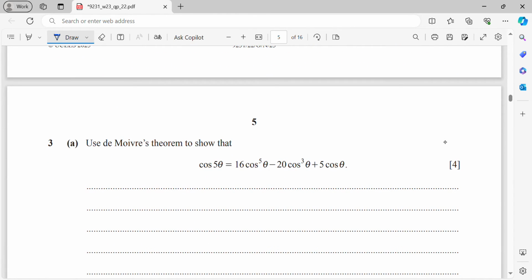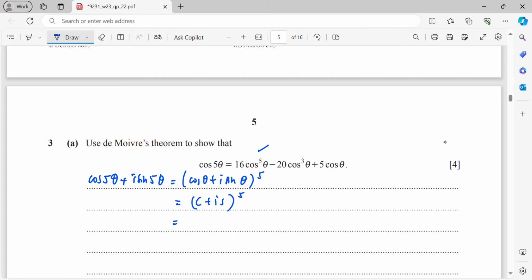Okay, so for question number 3, use De Moivre's theorem to show this expression: cos 5 theta equals all the terms in cos theta. So we know that cos 5 theta plus i sin 5 theta, according to De Moivre's theorem, is the same as (cos theta plus i sin theta) to the power 5. So I can write this as (c plus i s) to the power 5. And now here you can just use the binomial expansion.